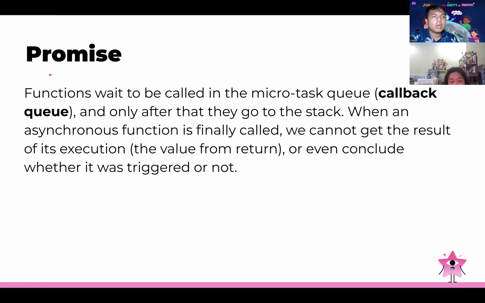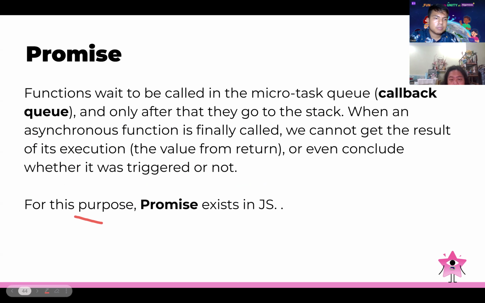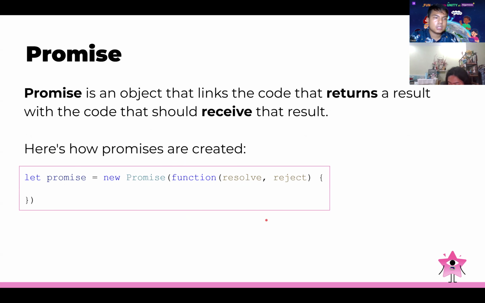Now the next one is promise. A promise function waits to be called in the microtask queue, not the callback queue. For this purpose, promise exists in JS. Promise is an object that links the code that returns a result with the code that should receive the result. Here's how promises are created.